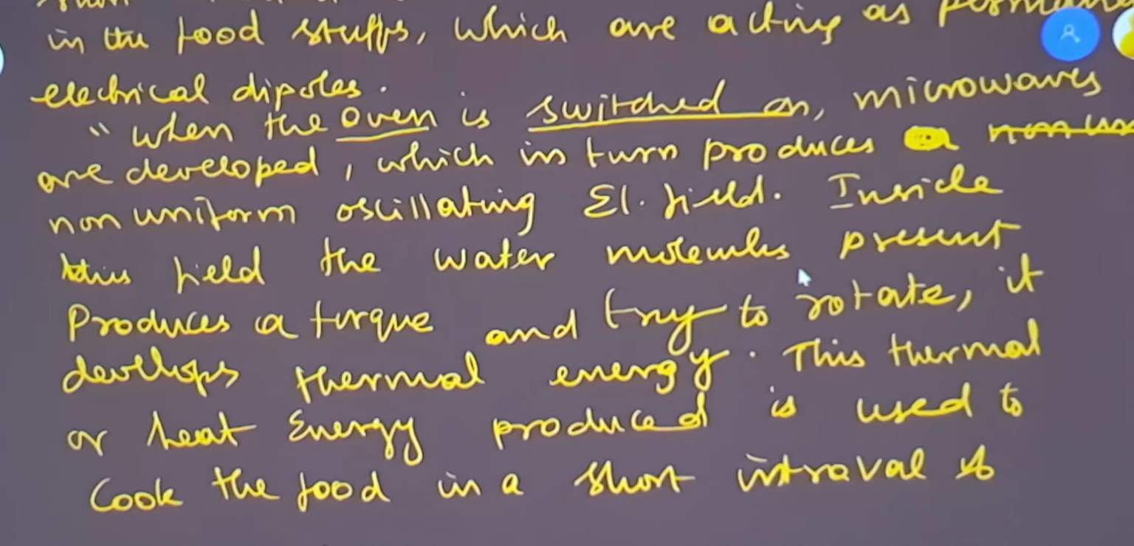But in your book it is given like this. Inside this non-uniform oscillating field, the water molecules present produce a torque and try to rotate. When they try to rotate, they develop thermal energy or heat energy. This thermal energy produced is used to cook the food in a short interval of time. Clear? I think you should have understood this.